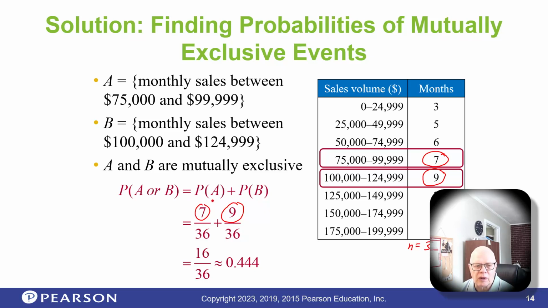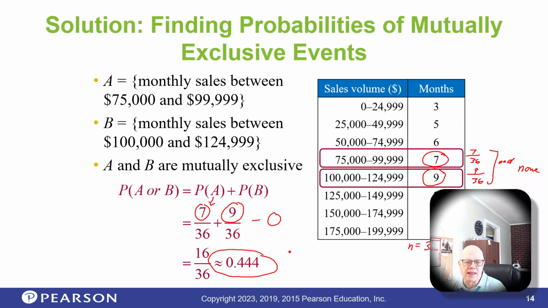So for the first one, 7 out of 36. Put it over here, 7 out of 36. Second one, 9 out of 36. What's in both? None. So we're not going to need to subtract anything, and there is our final probability that the monthly sales are between 75,000 and 124,999.